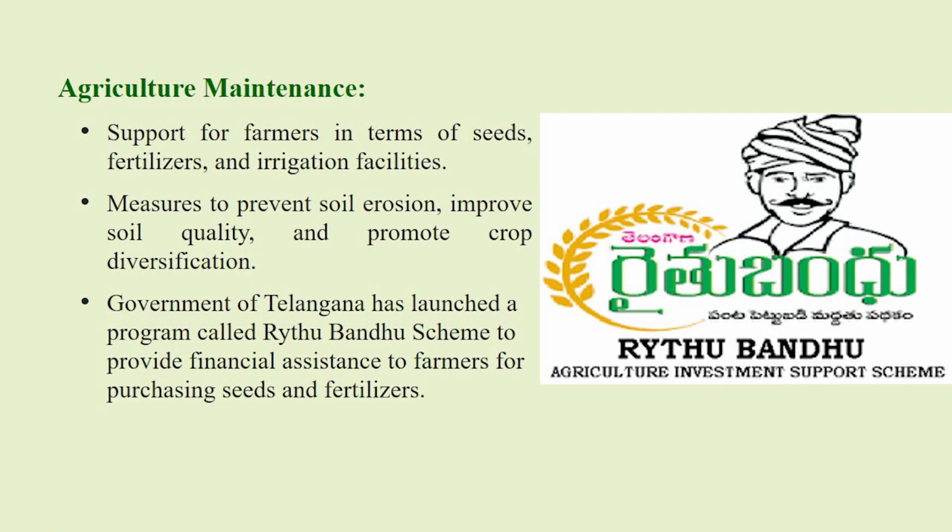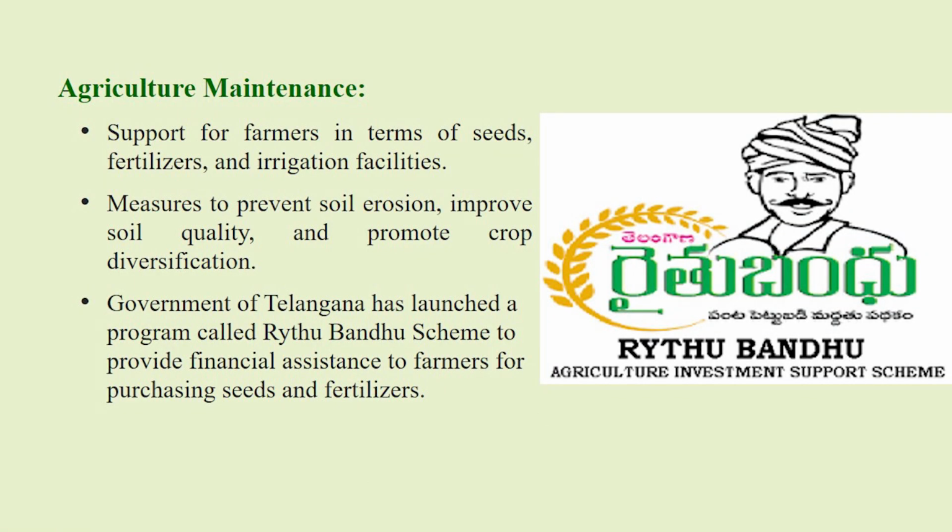With reference to agricultural maintenance, local governments are responsible for ensuring that the agricultural sector in their region runs smoothly, which includes providing support for farmers in terms of seeds, fertilizer and irrigation facilities. They also take measures to prevent soil erosion, improve soil quality and promote crop diversification. For instance, the government of Telangana has launched a program called the Rythu Bandhu scheme to provide financial assistance to farmers for purchasing seeds and fertilizers.